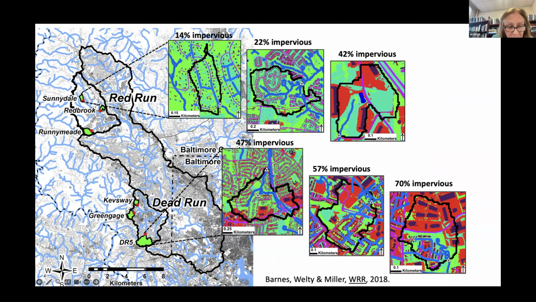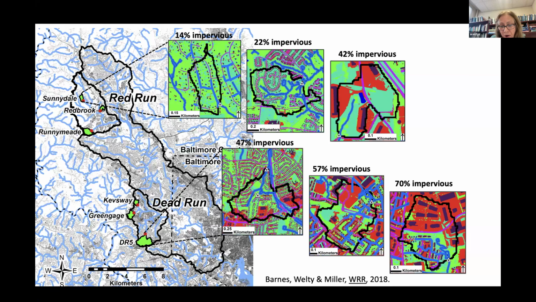And the main attribute is the fraction of impervious surface area, which differs as you go from Sunnydale up here in the hinterlands down to the most developed, down here, the Kevsway watershed, which was 70% impervious. So at any rate, what you can see here, the green is vegetation, the blue are streams, the purple is impervious area. And aside from the black solid fat lines, black is also impervious area. And then red is impervious area too, like buildings, okay? And so you can see as you go down this gradient, massively impervious area. But you can see the patterns change as we moved down the gradient.